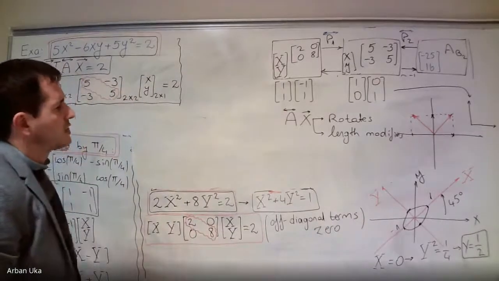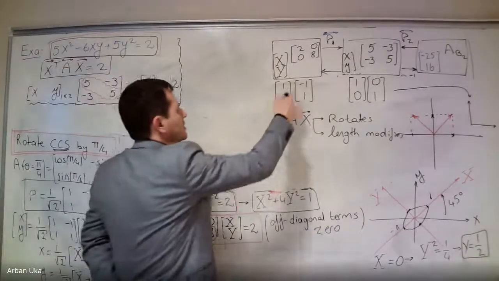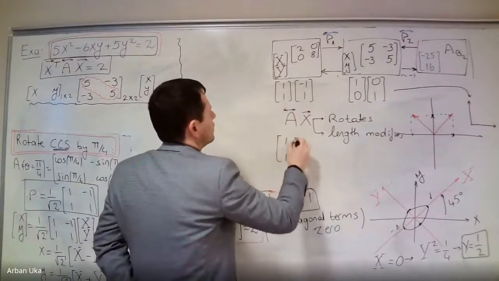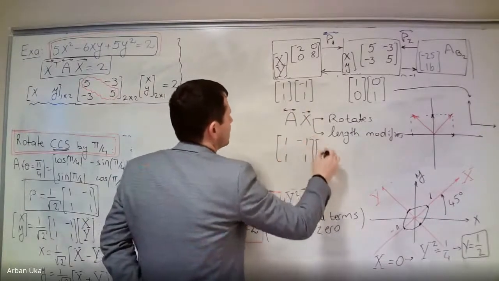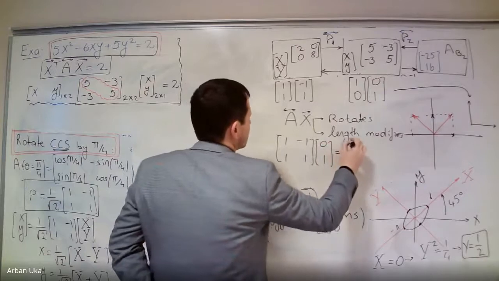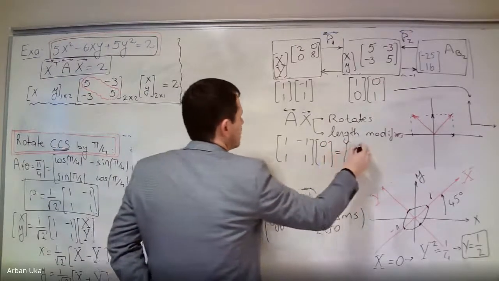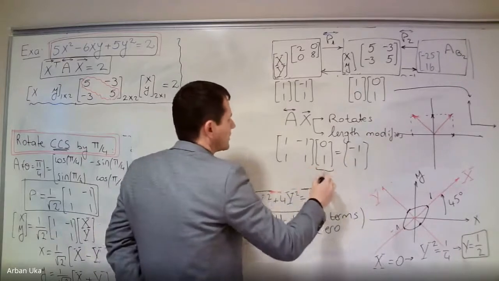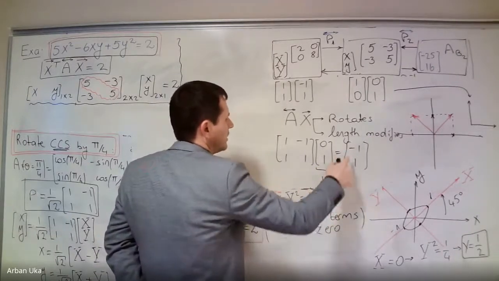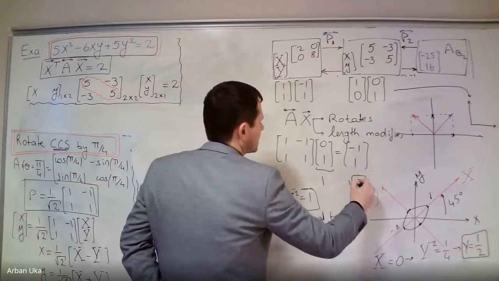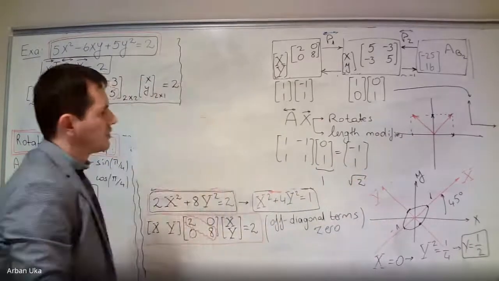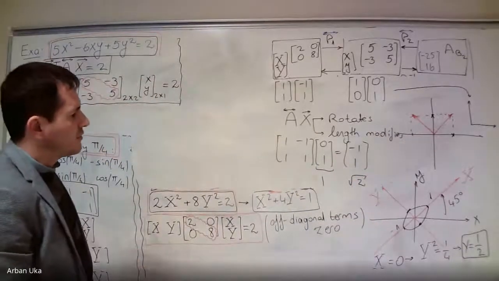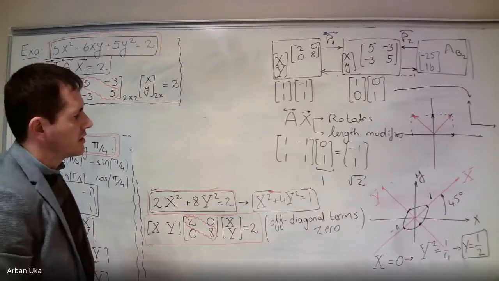In the last week, we said, let's say, what is this matrix? This is 1, 1, minus 1, 1 times the vector 0, 1. What is this? This is minus 1, 1. So what is the magnitude of this vector? The magnitude here is 1. What is the magnitude of this vector? It's square root of 2. So what the matrix A does, it changes the magnitude, it also rotates it.